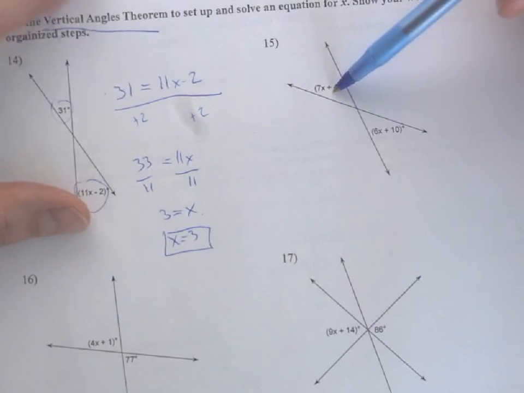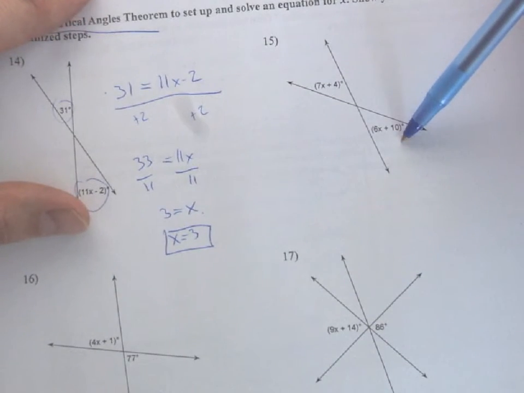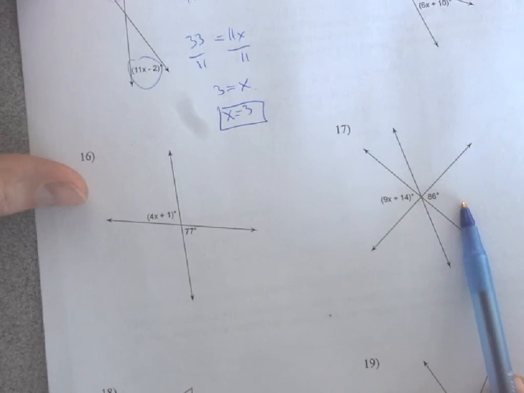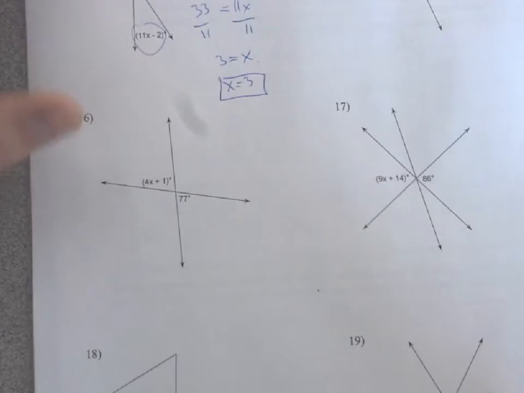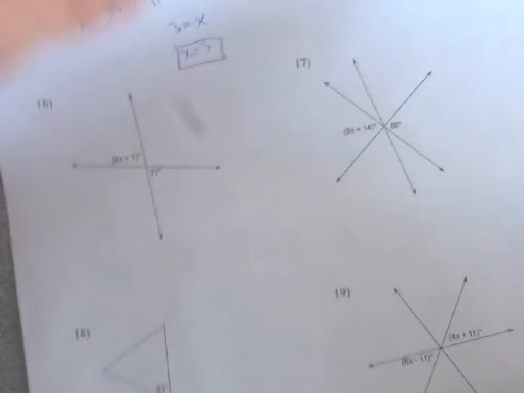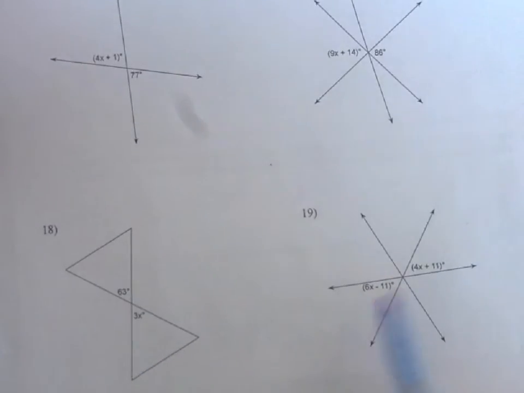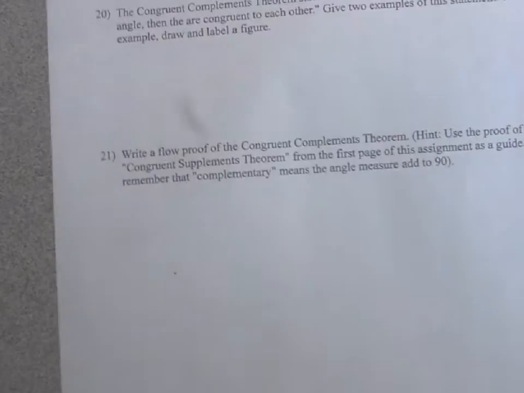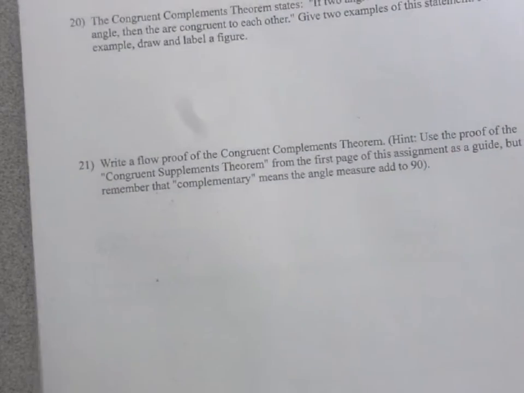So 7x plus 4 must equal 6x plus 10. 4x plus 1 must equal 77. 9x plus 14 must equal 86. Right? So find the two angles, they're vertical angles on this page, use those expressions, set those expressions equal to each other, and then solve for x. All right, now on the last page here, you have some proofs to do, okay?